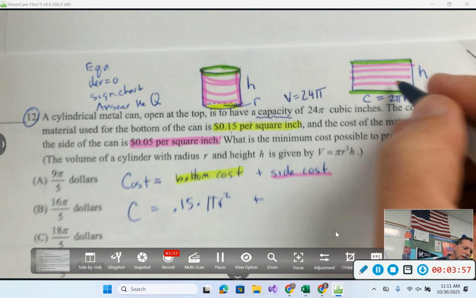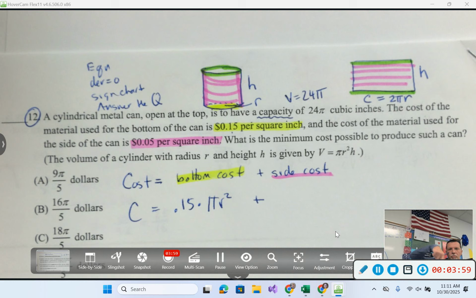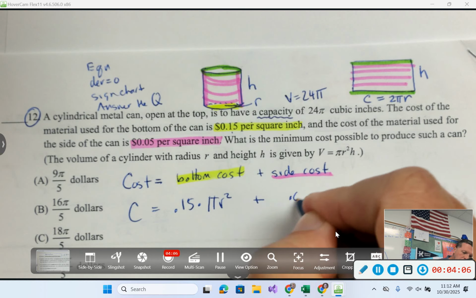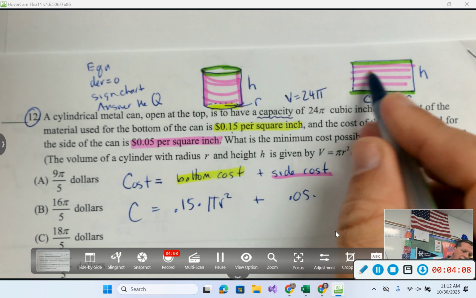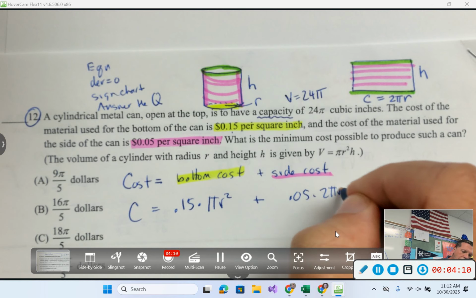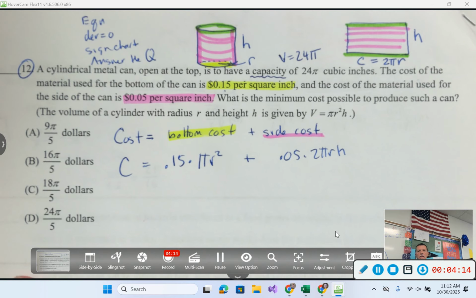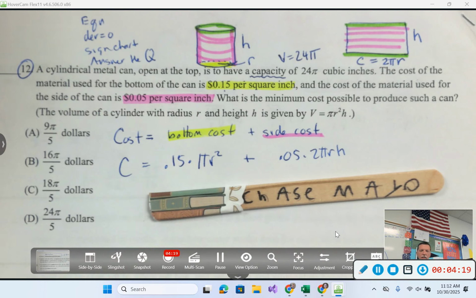So the area of that soup can label, the lateral surface area, would be the fancy word for it. Well, the cost was 0.05. That area would be 2 pi r h. So there's my equation that I would like to take a derivative of.